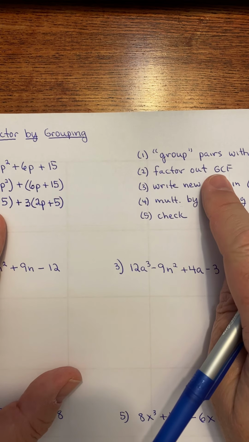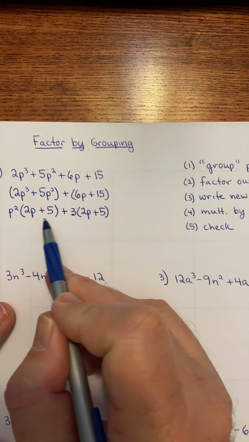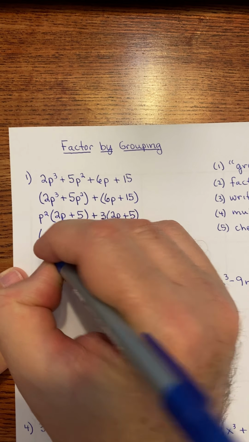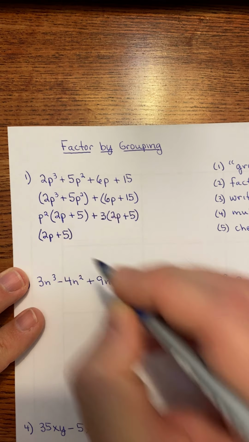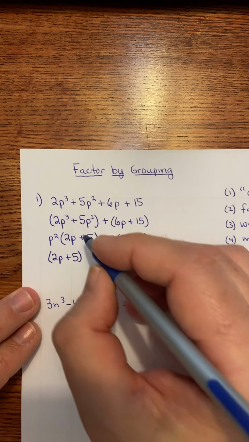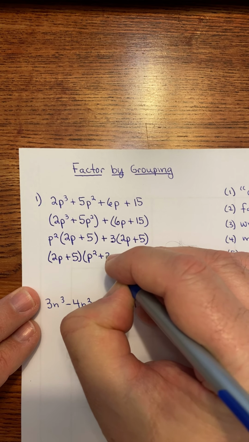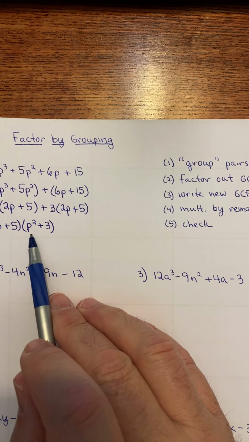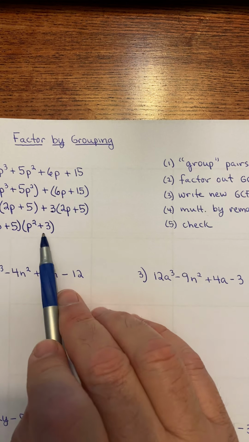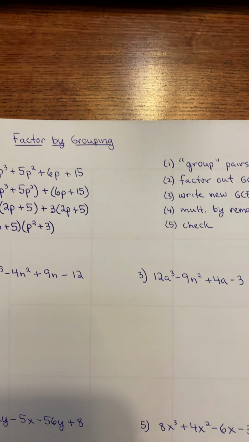Okay, so step 2, factor out the GCF, I did. Write the new GCF in parentheses. Notice they both have a 2p plus 5. That's a GCF. Just happens to be a binomial. So I take out the GCF again, multiply by what's remaining. The terms remaining are p squared plus 3. So that is factored. Now this check here is just to see, can you factor any of these? That doesn't have a GCF, that's a perfect square, but that's not. So that cannot be factored anymore. That problem is done.